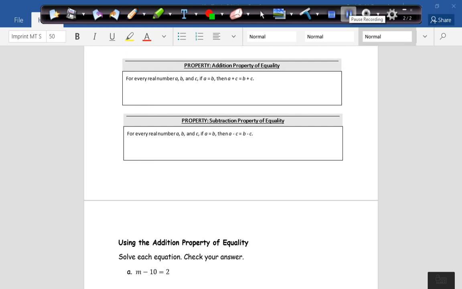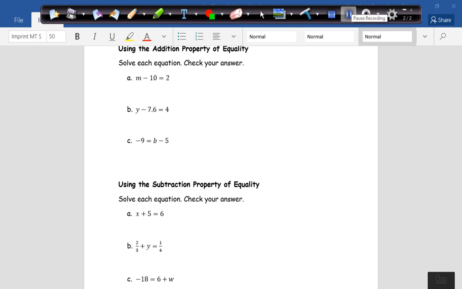So with this, a couple of things. You have the addition property of equality, which basically just means that whatever you do to one side, you have to do the other. So I could add 3 to both sides, and it's still going to stay equal. So if I had like 3 equals 3, I could make this be 3 plus 4. Well, that's still going to equal 3 plus 4. What you do on one side, you have to do on the other in order to keep it equal. Same with subtraction.